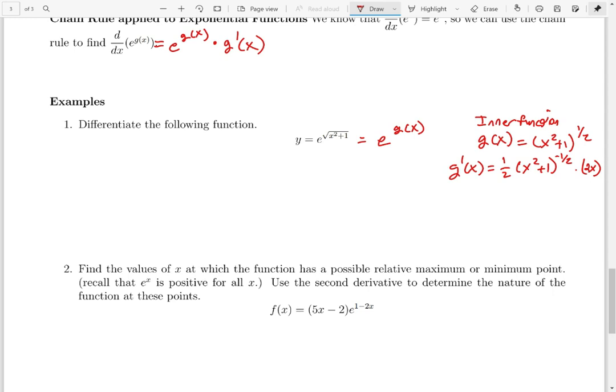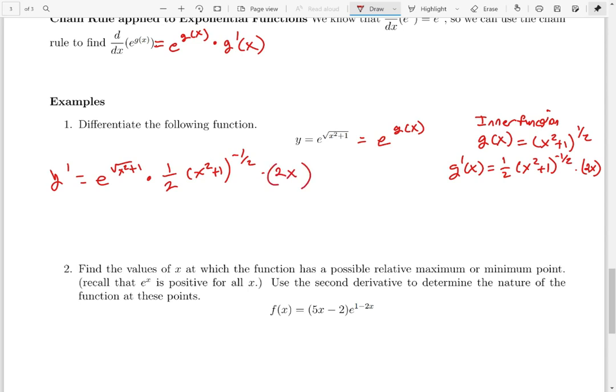Well, then our outer function is e to the g of x. So when I find y prime, it's going to be e raised to the same thing it was before, that same g of x function, e to the square root of x squared plus 1, times g prime, where g prime is 1/2 of x squared plus 1 raised to the negative 1/2 times 2x.